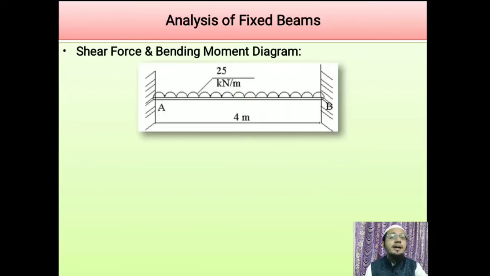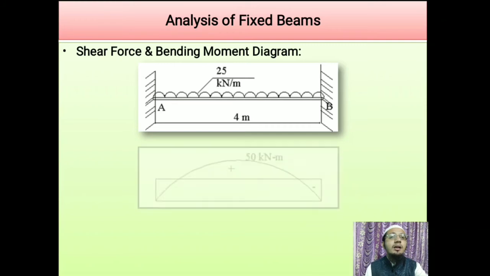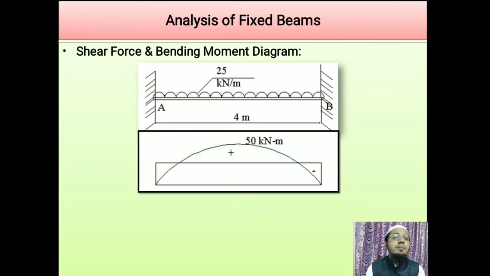So this is the loading diagram. Now, simply by overlapping the positive simply supported bending moment diagram, that is the parabolic curve, over the rectangular negative bending moment diagram, that is the fixed end moment diagram, we will get the final bending moment. So you can see here there are 2 points where the moment is going to change.